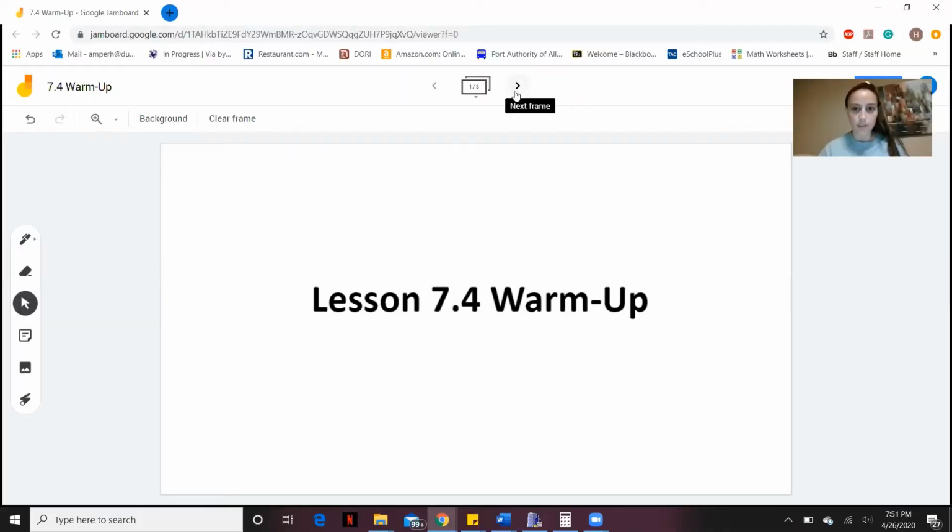Hi everybody, this is a short video to help you with the 7.4 warm-up, which is all about square roots. So this is just a brief review of square roots, in case you don't remember what a square root is or how they work. This will help you with that. Alright, so let's get started.